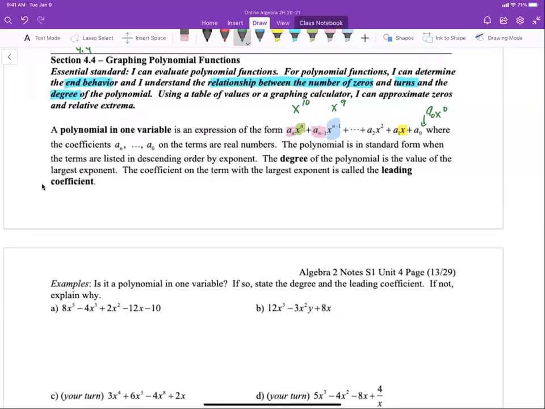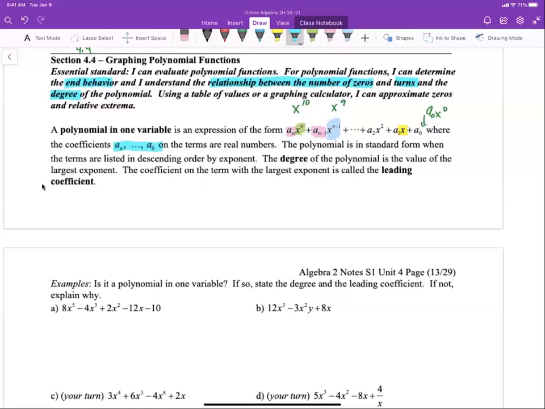Okay, now all of those exponents that are listed, again, don't forget, have to be non-negative integers. So we cannot have a fractional exponent, which is some type of root or radical, or we cannot have a negative exponent or the combination of the two, non-negative integers. Okay, and in addition to that, all of our coefficients have to be real numbers.